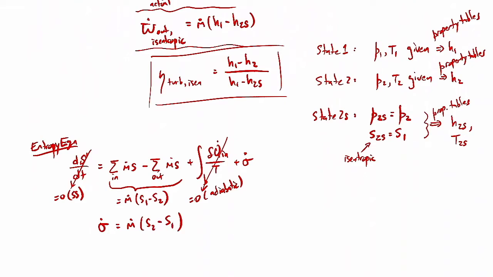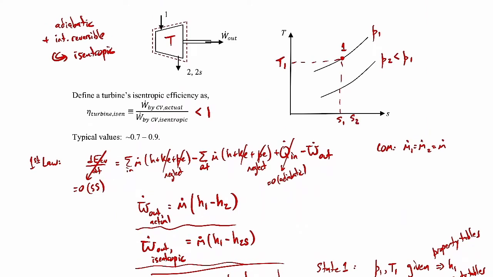Or let me write it a different way. S2 is equal to S1 plus sigma dot over m dot. That's just another way to write that. So you can see that if you have some irreversibility, so if sigma dot is greater than 0, then S2 should be greater than S1. So when I go back up to my TS diagram, state 2 will have a specific entropy somewhat larger than S1. So this could be our state 2, for example, in our drawing. So our actual process would look like that. And here is our T2.